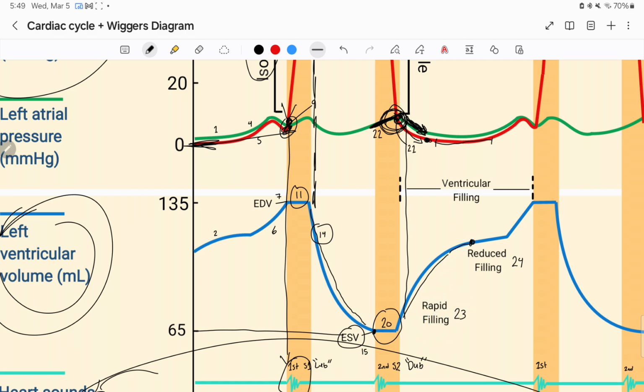At one point it stops right over here, or around here you can say. It kind of plateaus off and there's a reduced filling, okay? And that's because there is no longer any blood returning to the atria. So guess what? Its pressure just goes back to what it is normally, okay? Right here, this baseline normal.